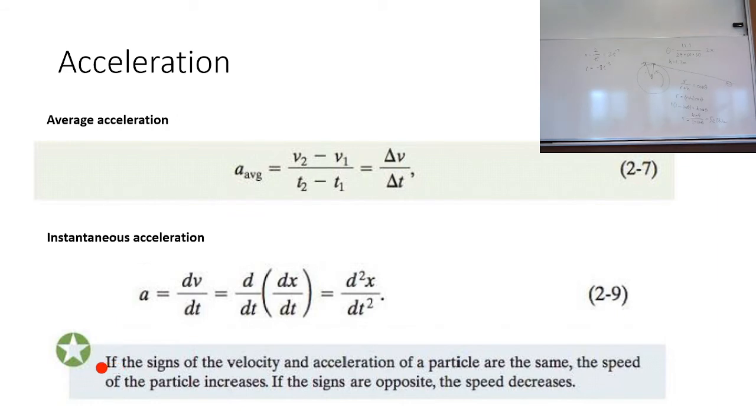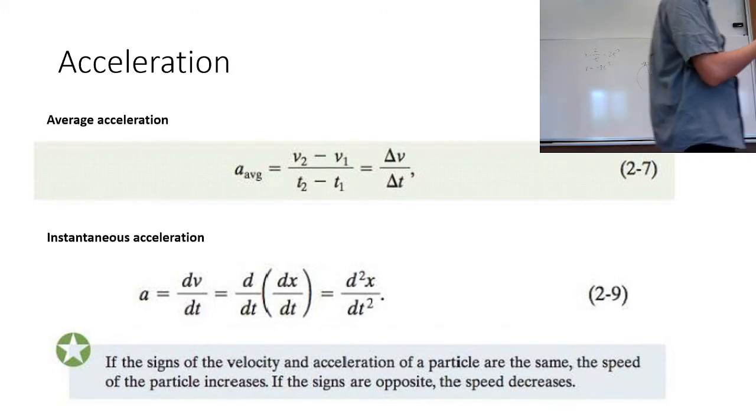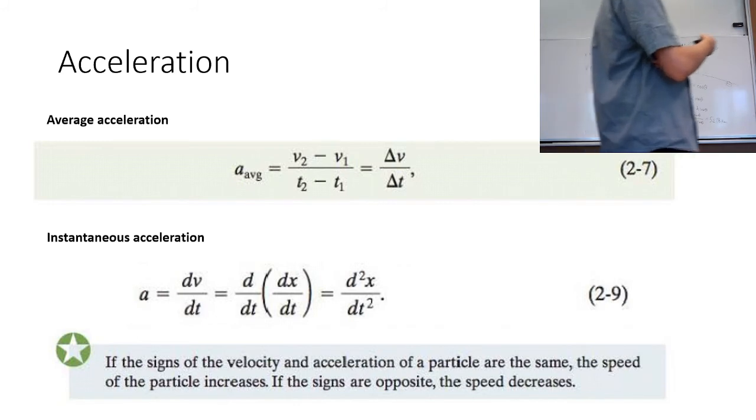Now here's a rule of thumb, which is maybe not too obvious. If the signs of the velocity and acceleration of the particle are the same, the speed of the particle increases. If the signs are opposite, the speed decreases. Which seems a little confusing when you look at it, but actually it's pretty obvious.